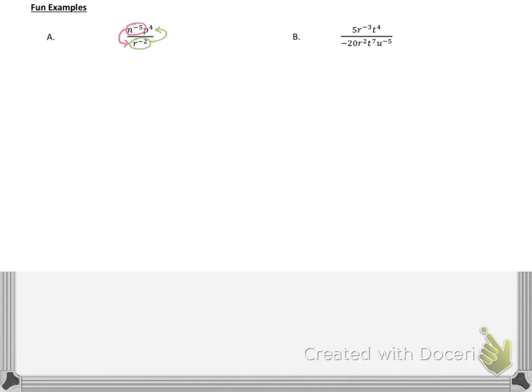If I were to rewrite this whole thing, it would be p to the 4th power, r to the positive 2 power in the numerator, and in the denominator n to the 5th power. Looking at my exponents, they're all positive. Each variable is only showing up once, so this is simplified.